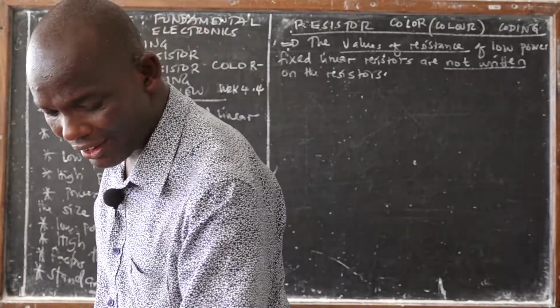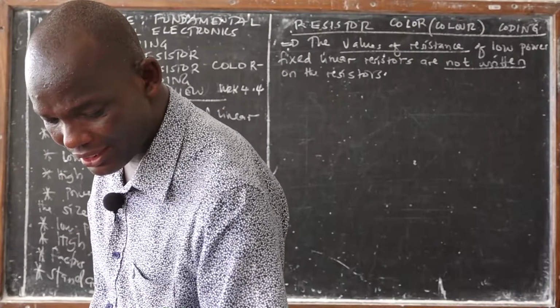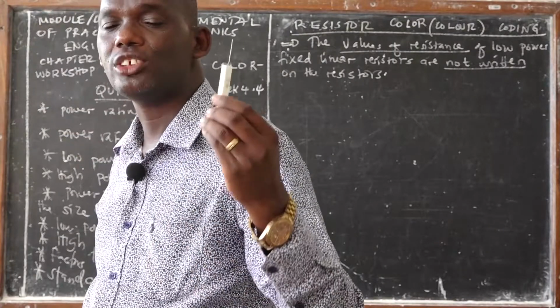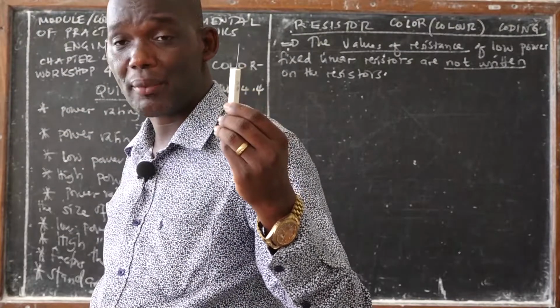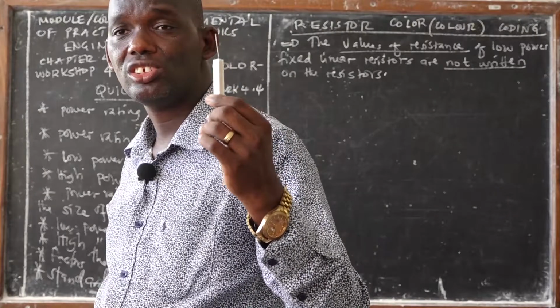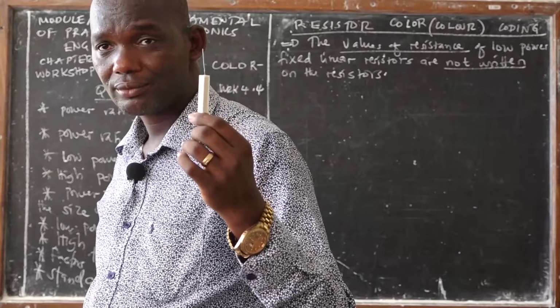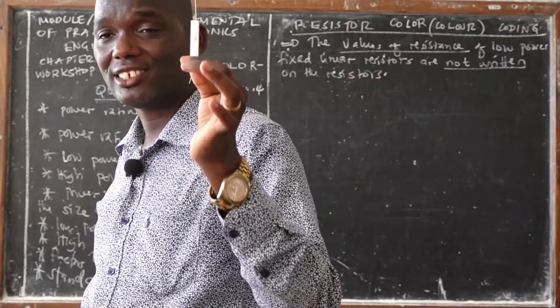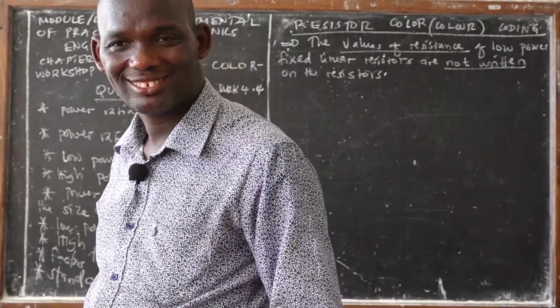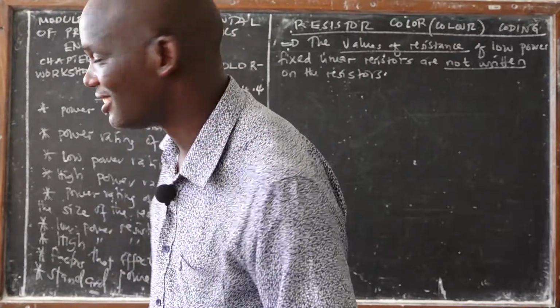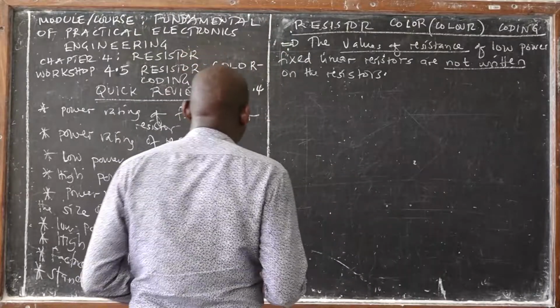While in the case of power resistors, you find that they have a label of their measurement parameters, resistance and power. And that's why this power resistor does not have a color code. We'll discuss it in detail.